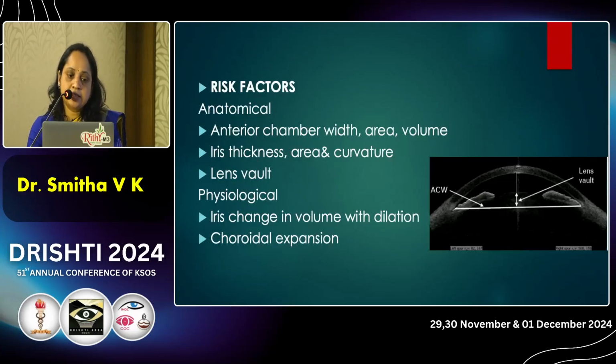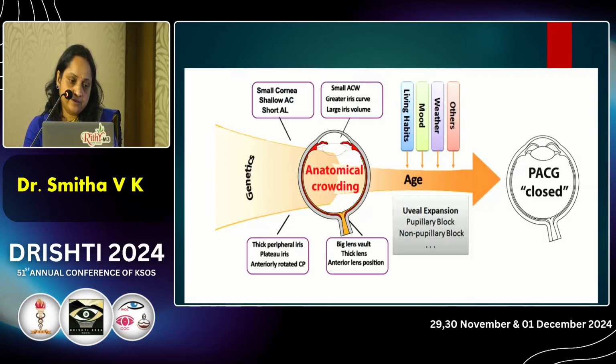With increased stress, there is pupillary mydriasis, which leads to angle closure. With newer techniques like UBM and anterior segment OCT, newer anatomical factors have been identified. These include a decrease in the anterior chamber width, area, and volume, which increases the risk for angle closure. Increased iris thickness, iris area, and iris curvature can lead to angle closure. An increase in the lens vault is another factor. Choroidal expansion can lead to forward movement of the iris lens diaphragm, which can cause angle closure. This is the pictorial representation of this.